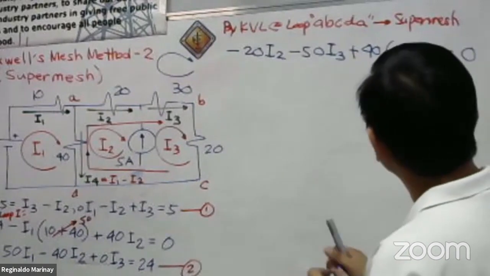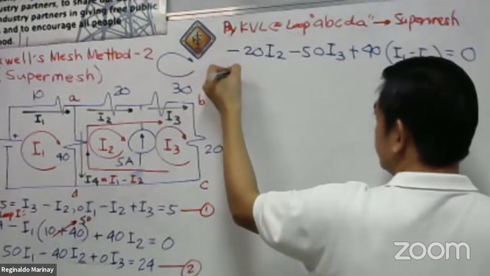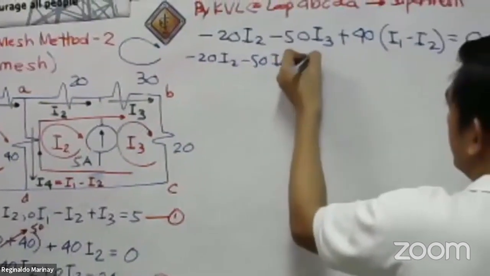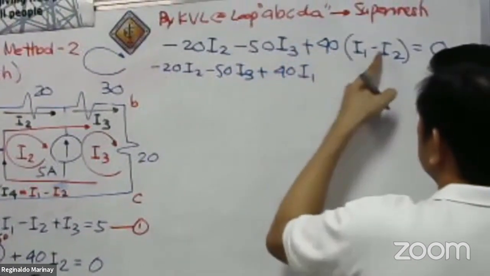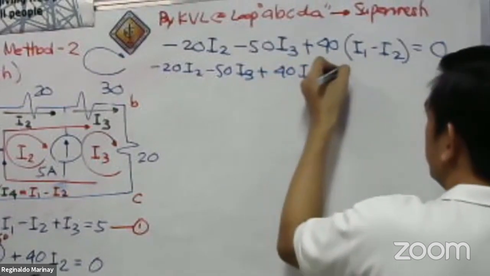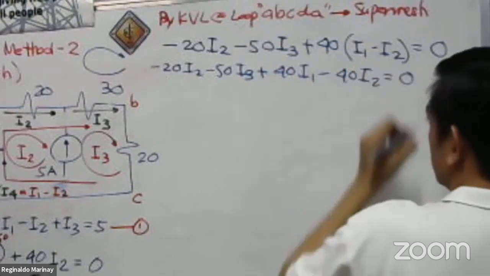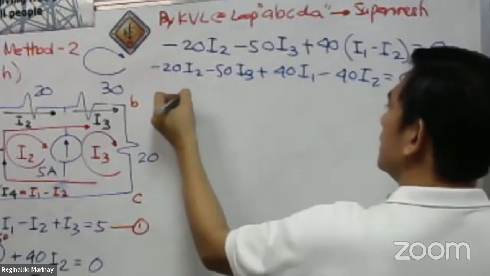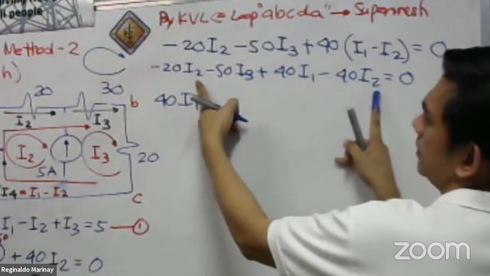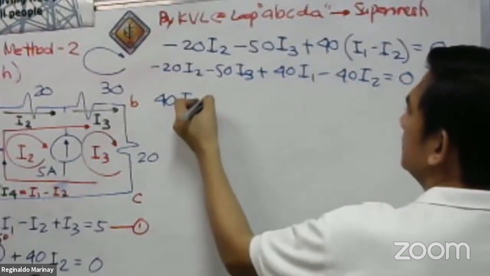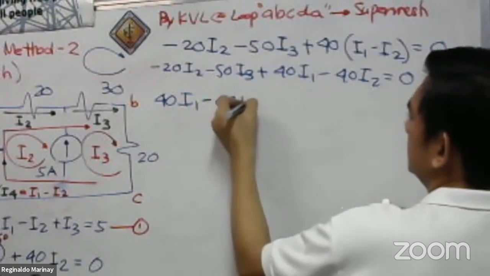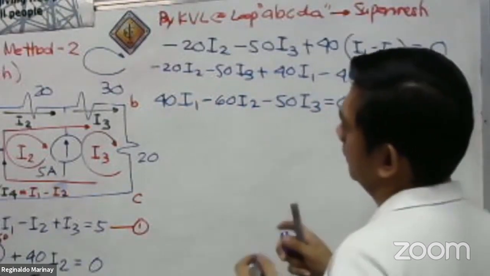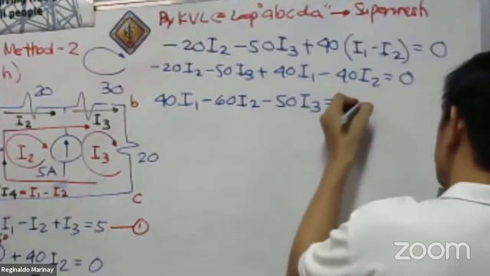Okay? So, let us simplify this algebraically. So, we have here negative 20 I sub 2 minus 50 I sub 3. So, we have here 40 plus 40 I sub 1, and this is minus 40, then this is minus 40 I sub 2. That's equal to 0. Okay, again, so we have here our 40 I sub 1. What about for I2? We have here I2, right? So this is negative 20. This is negative 40. That will be negative 60 I sub 2. Then we have here negative 50 I sub 3. That is equal to 0. Okay? And that will be our equation number 3.